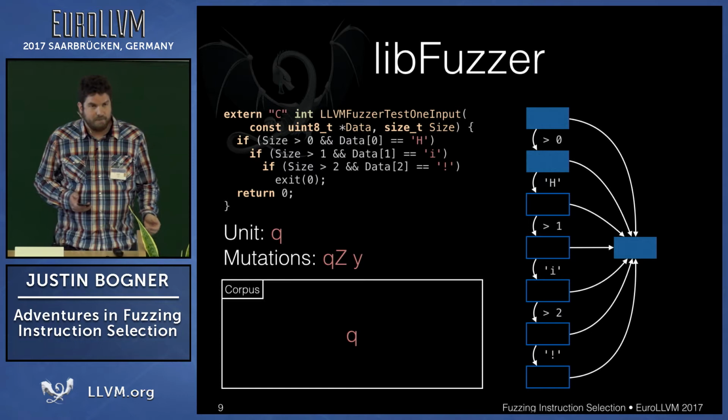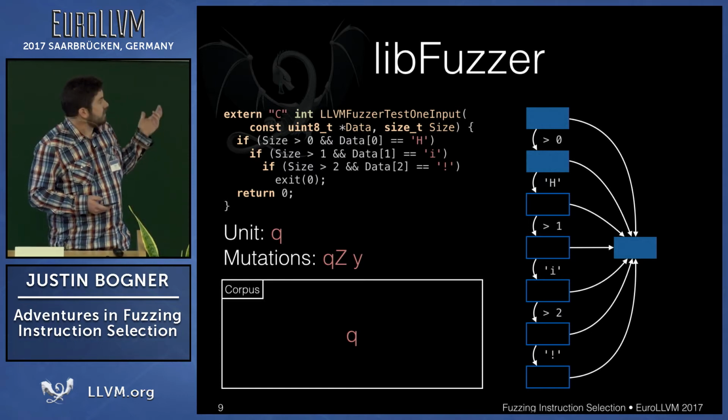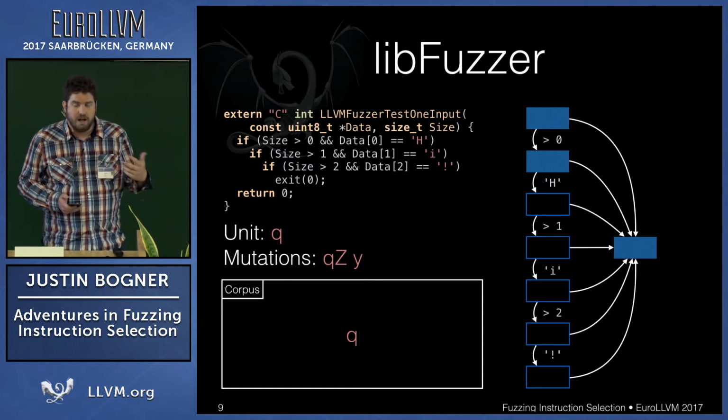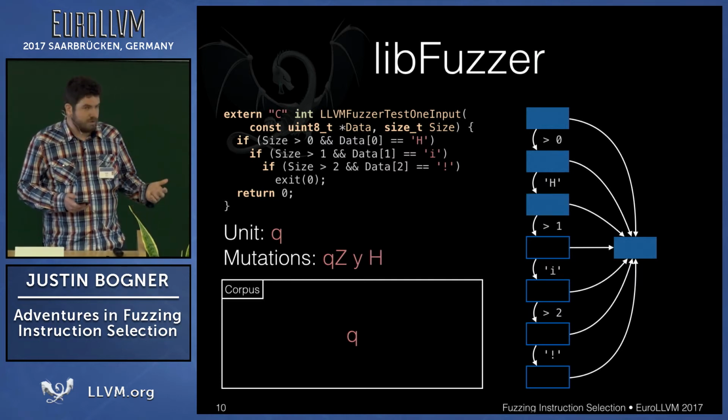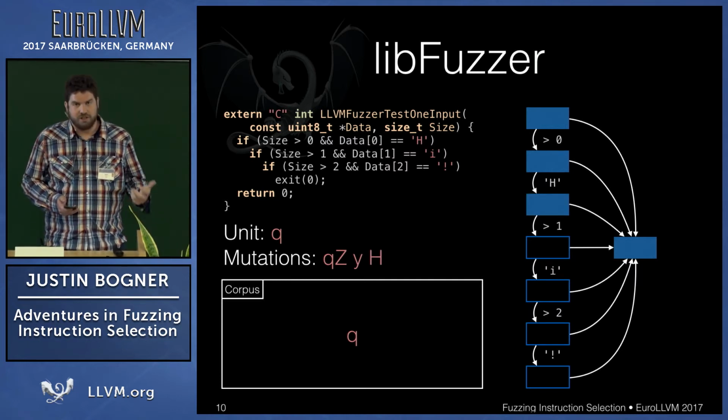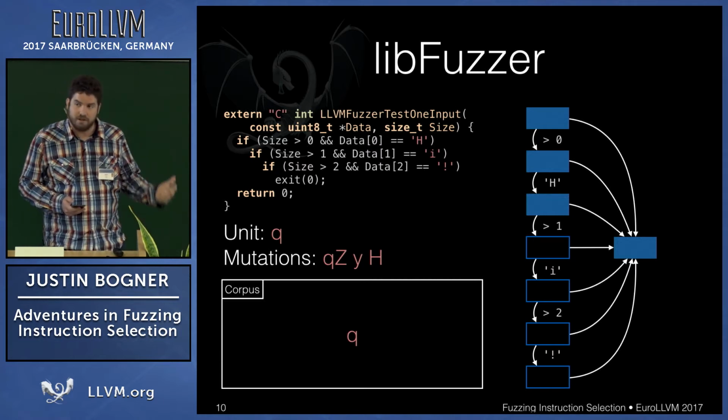So mutations could add bytes, they could modify them, you could get QZ here, or you could get Y. They could also remove them. And eventually we're going to get to a point where we generate an H, which actually increases the coverage, so we throw that into the corpus as well.